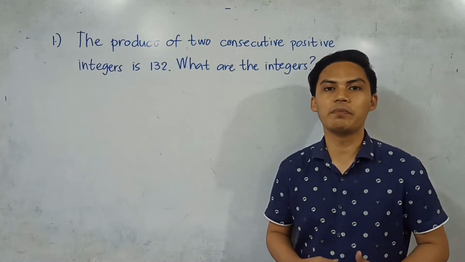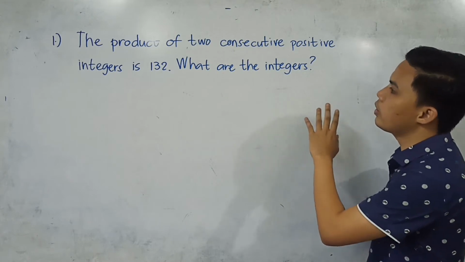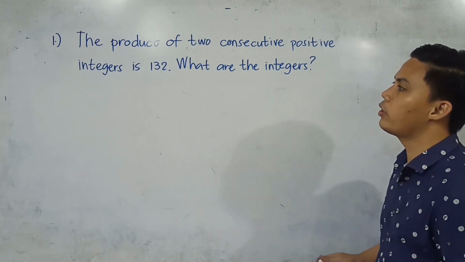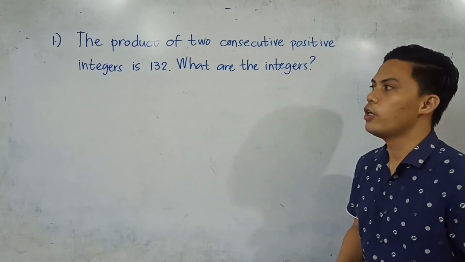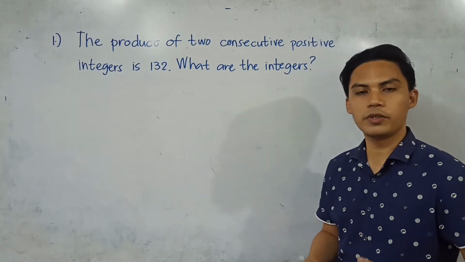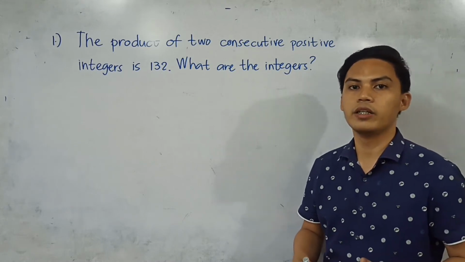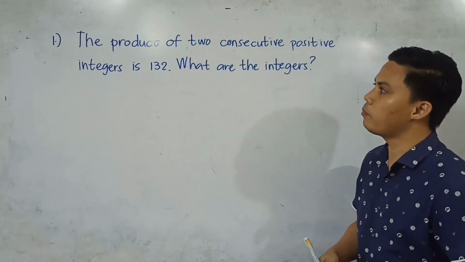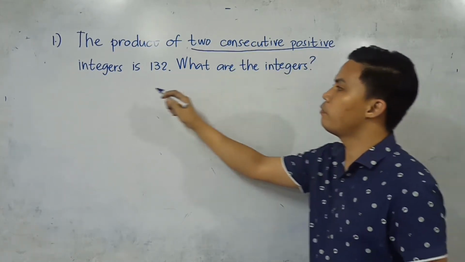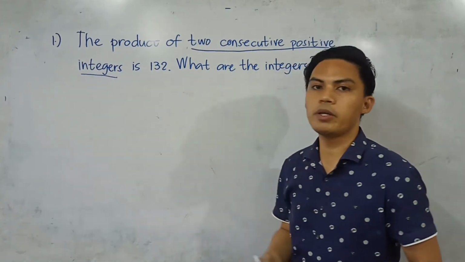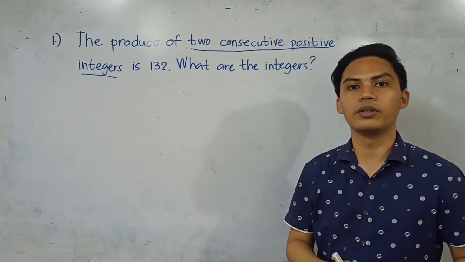So, I have here the first example. The product of 2 consecutive positive integers is 132. What are the integers? So, para hindi tayo mahirapan, first thing we need to do is to represent yung mga given natin. Kung i-analyze natin yung problem, we have 2 consecutive positive integers. Ano ba ibig sabihin ng consecutive? Pag sinabing consecutive, magkasunod. Okay?